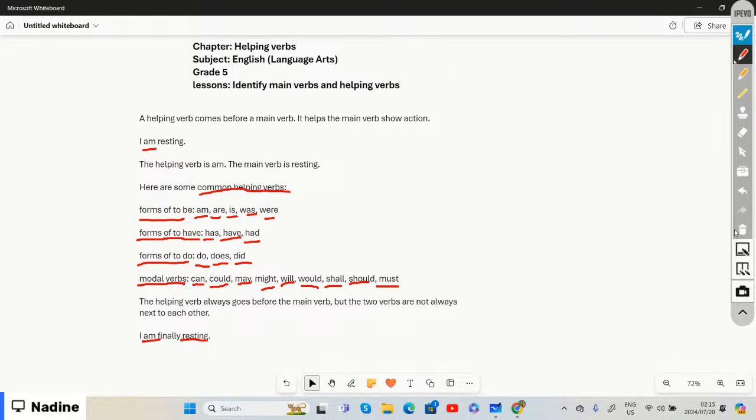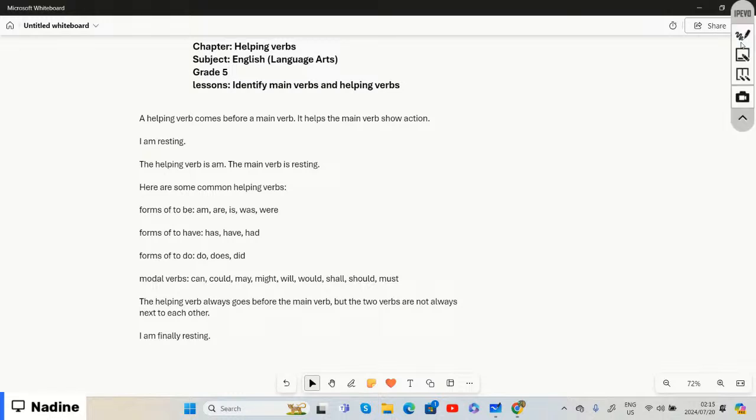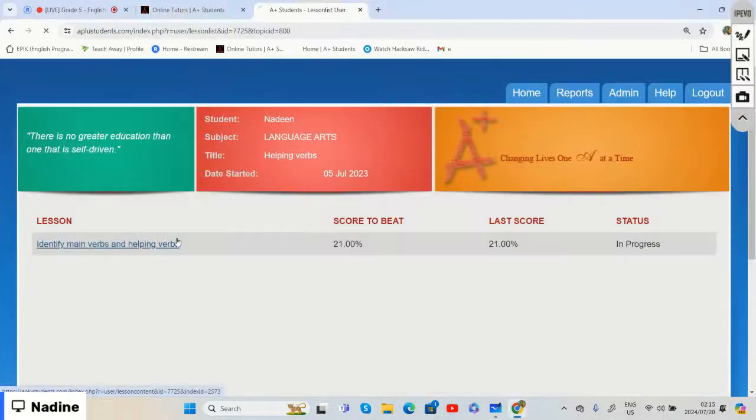All right, so now we're going to a+students.ca and we are going to identify the main verbs and helping verbs within that lesson.